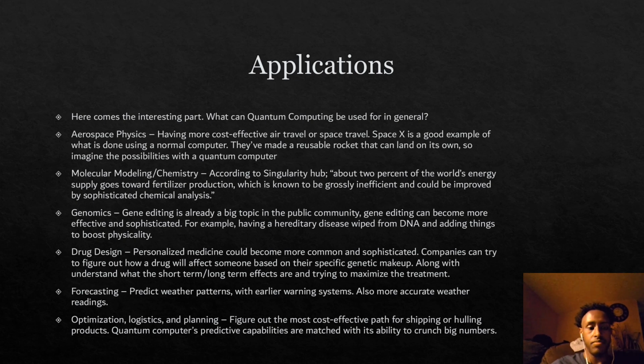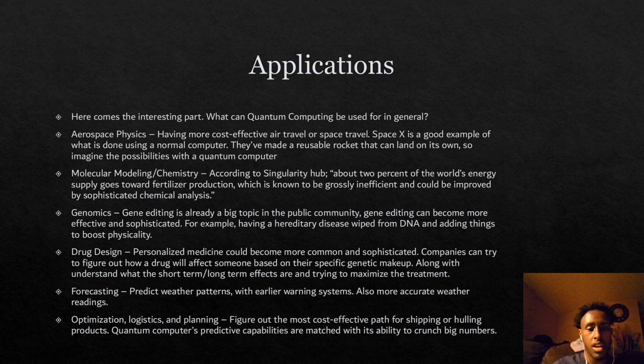Molecular modeling, chemistry. According to Singularity Hub, about 2% of the world's energy supply goes towards fertilizer production, which is known to be grossly ineffective and could be improved by sophisticated chemical analysis.